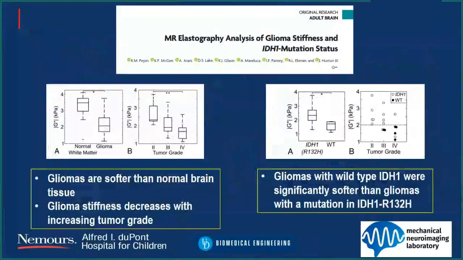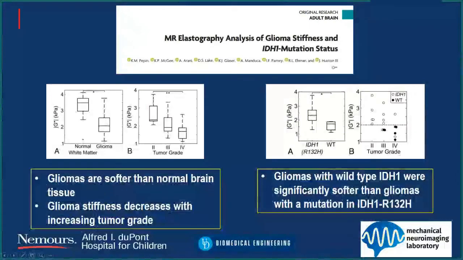Before we move on to our data, I just wanted to discuss this paper, which was published in 2018 from the Mayo Clinic group. In this paper, they tried to determine the relationship between glioma stiffness and IDH1 mutation status. Now, isocitrate dehydrogenase gene mutations are recognized as a key genetic prognostic marker for diffuse gliomas. And tumors with IDH wild type tend to behave far more aggressively than tumors which demonstrate IDH1 mutation.